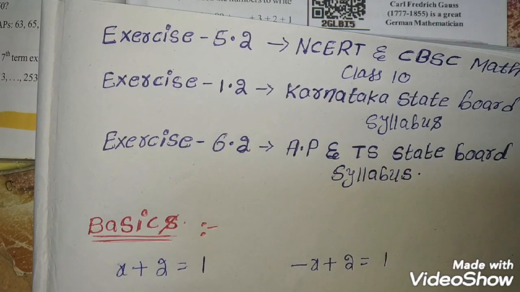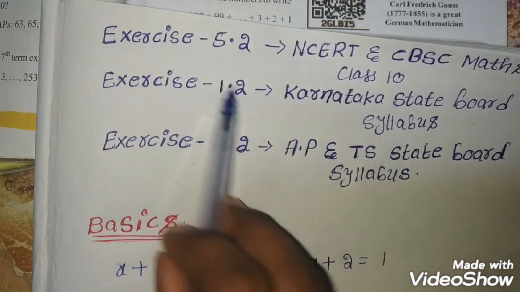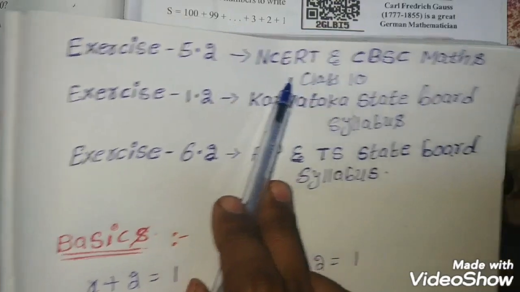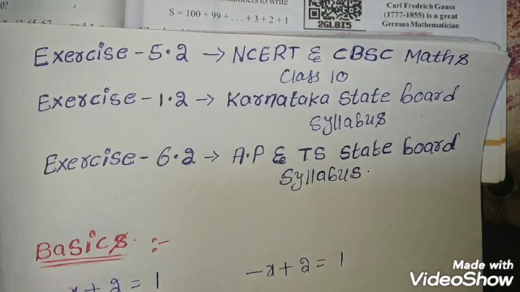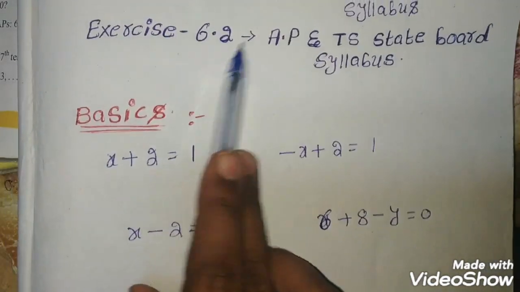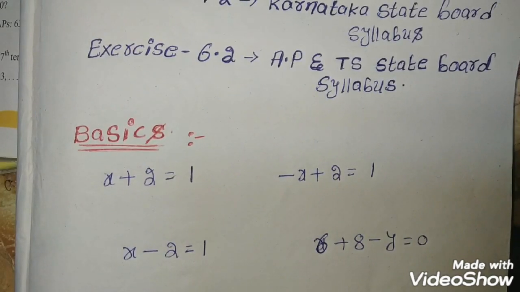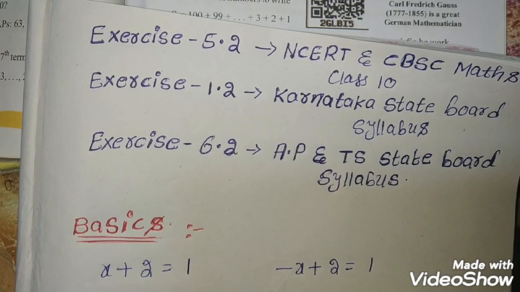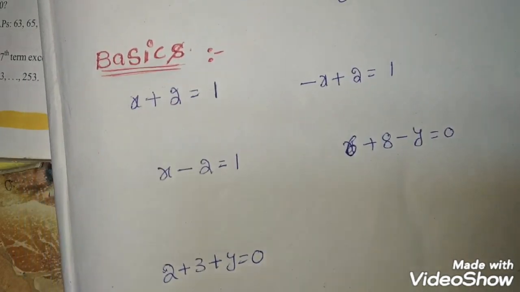So today our session is exercise 1.2 for Karnataka State Board syllabus and exercise 5.2 for NCERT and CBSE maths for class 10 and exercise 6.2 for Andhra Pradesh and Telangana State Board syllabus. Okay, so before going to enter into the exercise, first of all I need to say the basics.